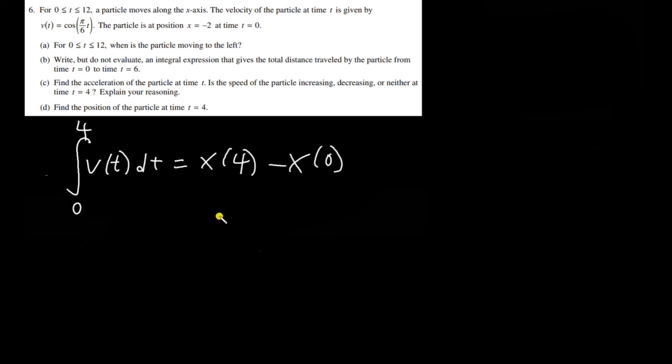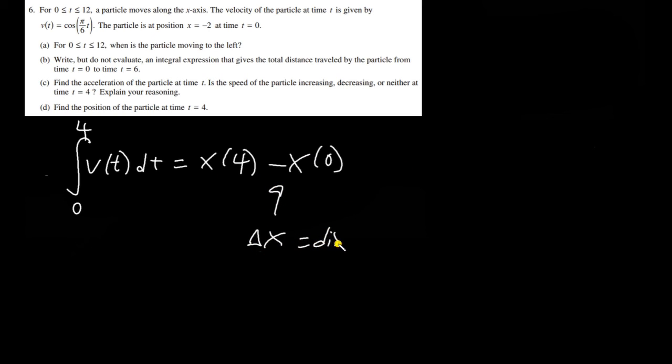Alright, part D, find the position of the particle at time t equals 4. Okay, so basically, to do this, we have to know that if we integrate our velocity from one endpoint to another endpoint, we'll get the change in position, okay? If we do this, we'll get the position at 4 minus the position at 0. This is the key thing to realize to solve this problem, because remember I said the integral of velocity is displacement, right? Displacement is the delta x.